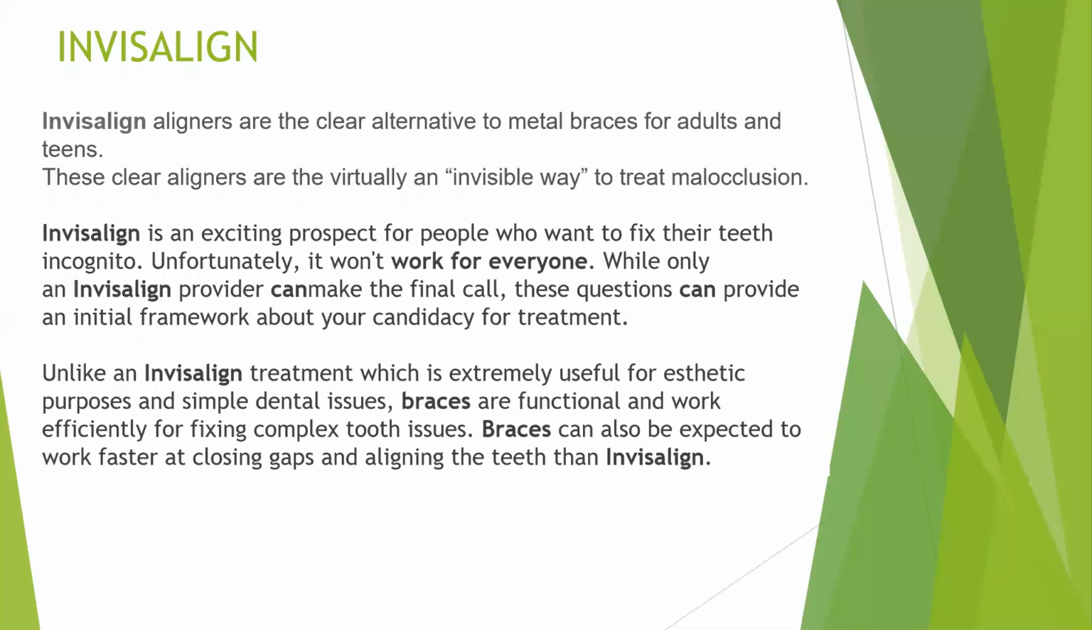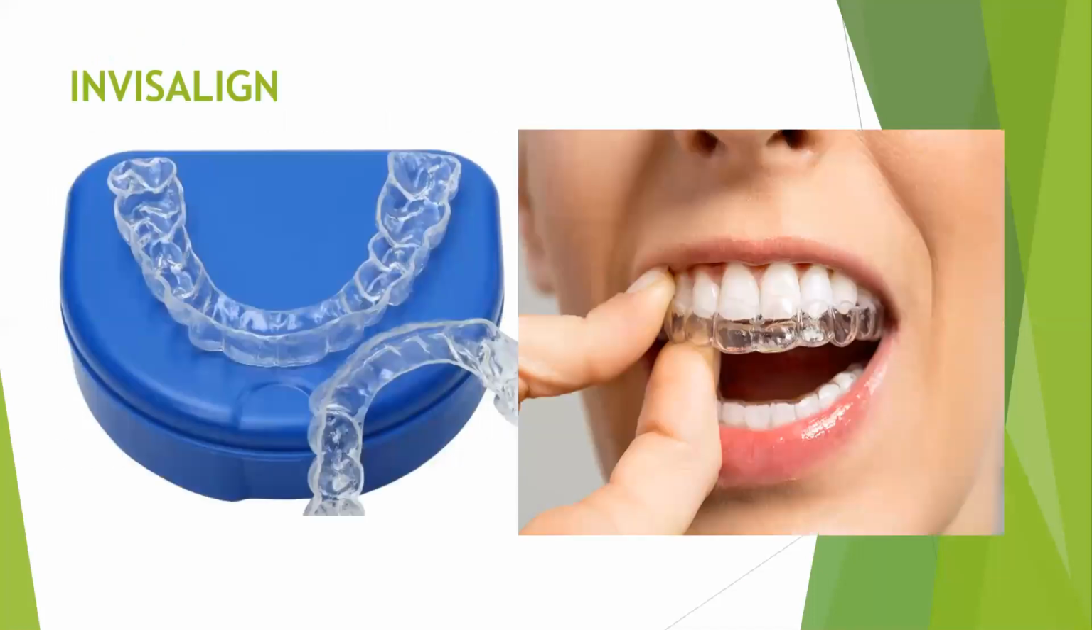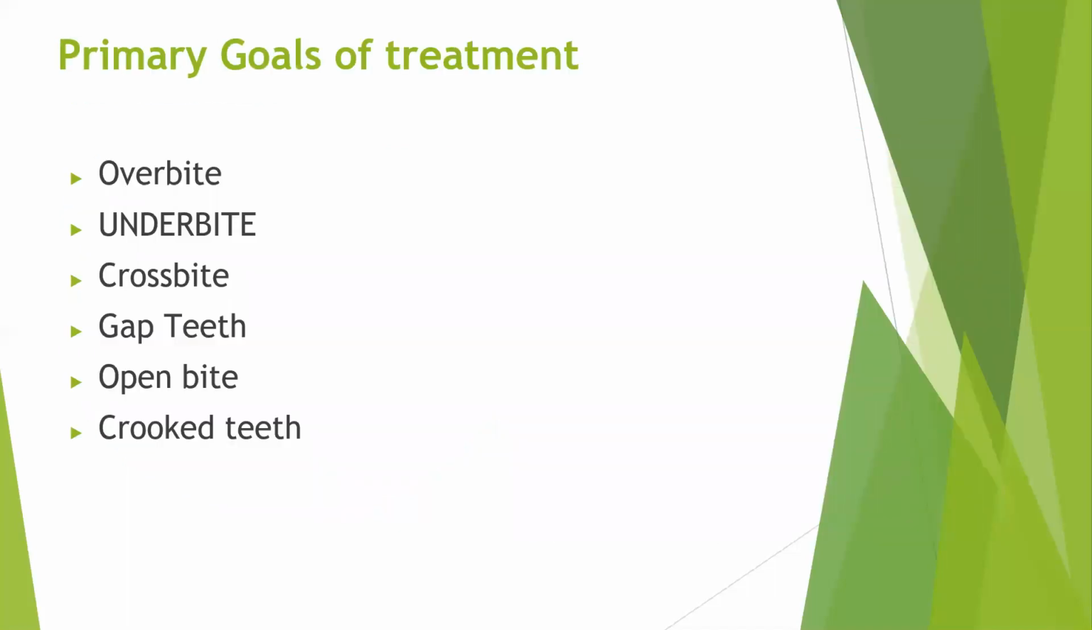A bit about Invisalign: these are clear aligners that are used as an alternative to metal braces for adults and teens. They're an invisible way to treat malocclusion. So it's not for everyone; it's only for those where it is an alternative to fixed appliances. It has become popular for kids that have special needs, because special needs kids can't sit in the chair for any length of time. So Invisalign has been a good option for them. And again, primary goals of treatment are to treat underbite, overbite, crossbite, spacing of teeth, open bite, and crooked teeth.